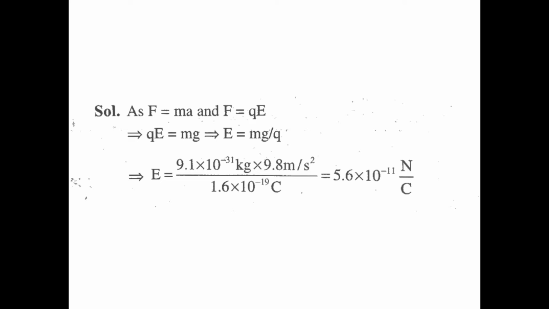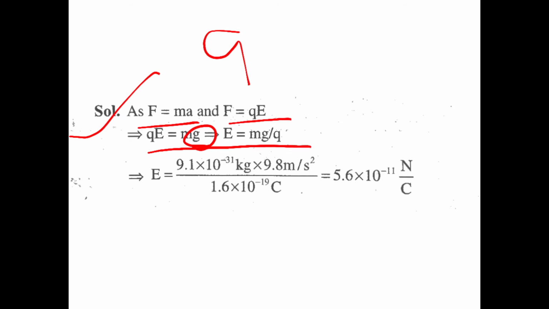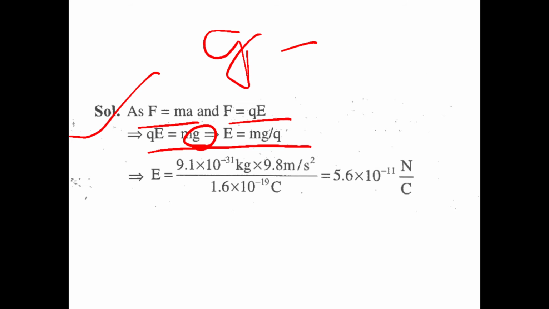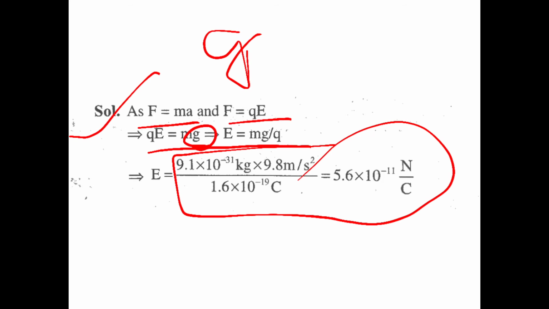You can solve this as F is equal to ma, where the acceleration is the acceleration due to gravity, whose value is 9.8 meter per second square. Putting all the values, we get this answer.